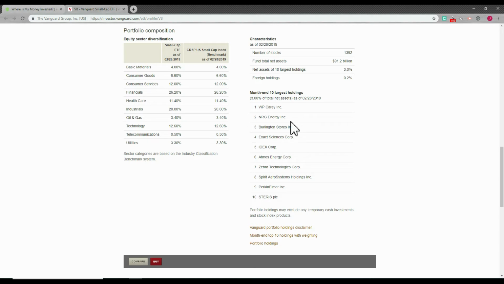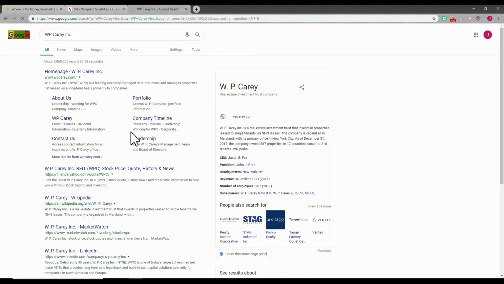Now Burlington Stores, I think we know about that, right? But what you could do is you could now take some of these stocks. It's also a good way to research too. You actually take some of these names and go over to Google and actually see what they're about. Let's do that for example. So WP Carey Inc., right? So let's copy that. Let's see what comes up.